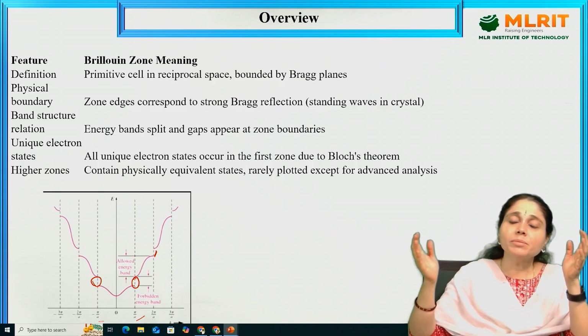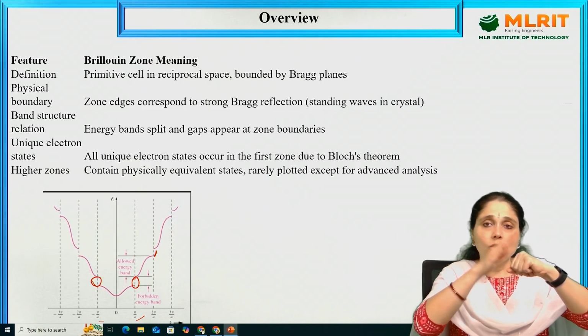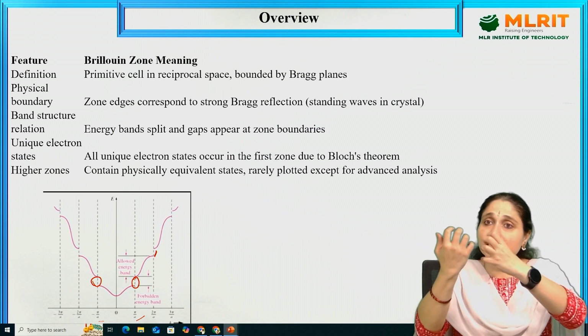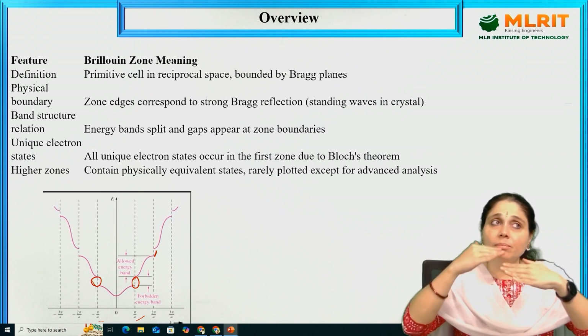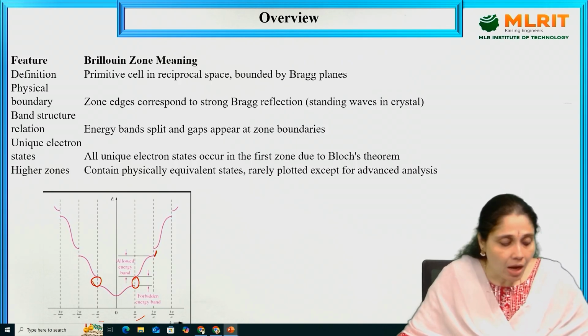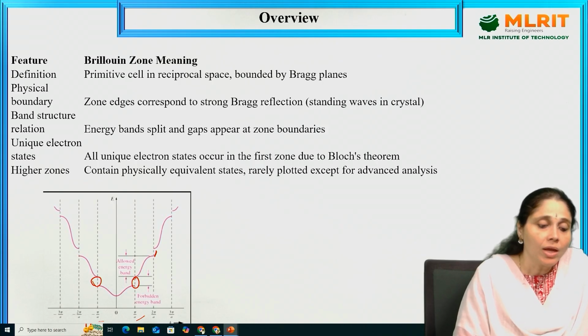But when the atoms come close together, what happens here? The nucleus of one atom attracts the electrons of another, so that these will be formed into energy bands. And surely we have allowed energy states and forbidden energy states.